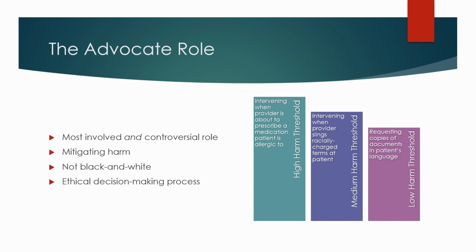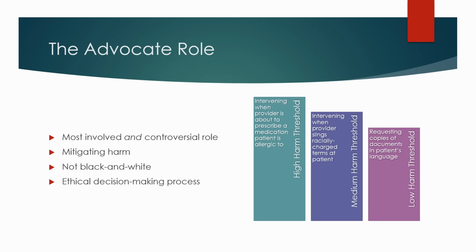So, an interpreter with a high harm threshold will be an interpreter that will only intervene when there is a situation in which the patient's life is in danger. My example here is when a provider is about to prescribe a medication a patient is allergic to. And this also includes required disclosures. So in certain states in the United States, you're required to disclose when a patient discloses abuse. So that would be stepping into the advocate role.